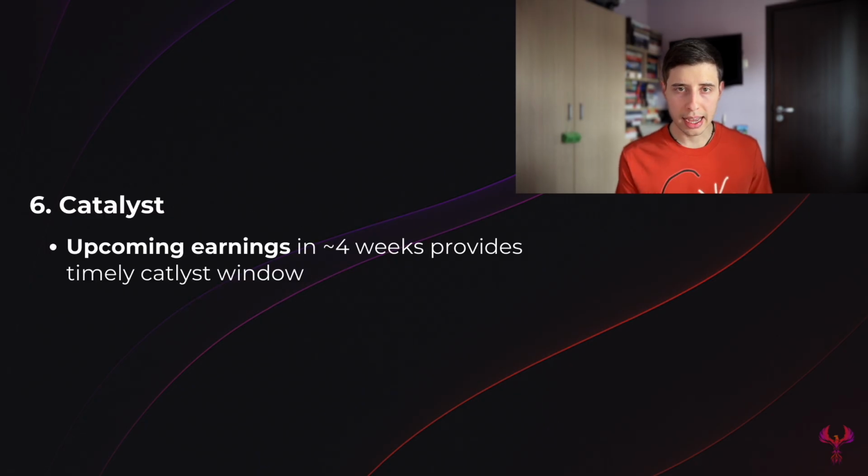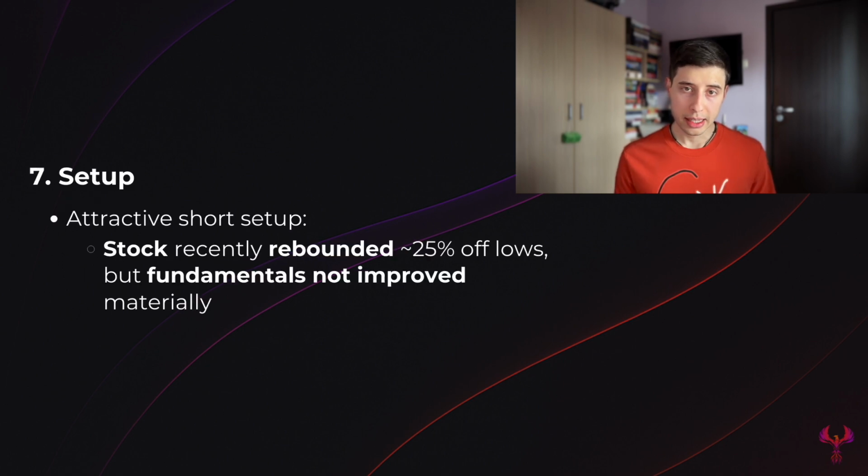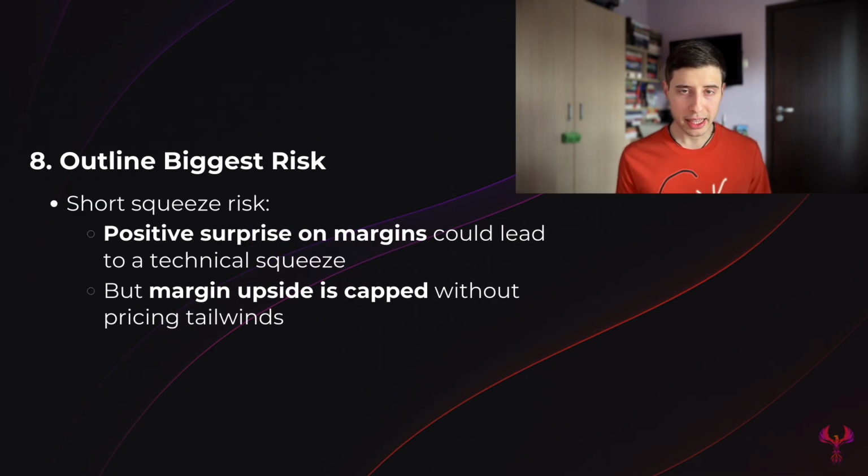Step 6 is the catalyst. A timely catalyst window is the upcoming earnings in around 4 weeks. Step 7 is the setup. The stock has recently rebounded 25% off lows, but fundamentals have not improved materially, making it an attractive short setup. Step 8 is the biggest risk. The biggest risk is a short squeeze risk. A positive surprise on margins could lead to a technical squeeze. However, we believe margin upside is capped given the lack of pricing tailwinds.